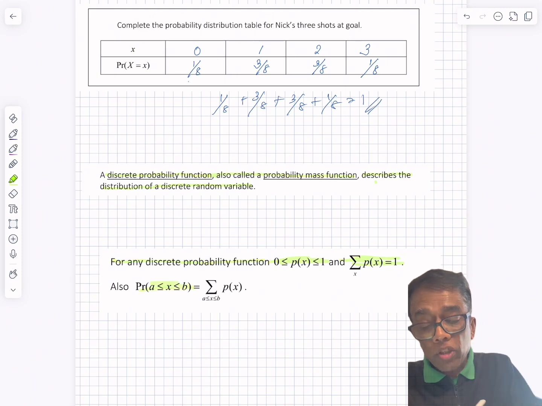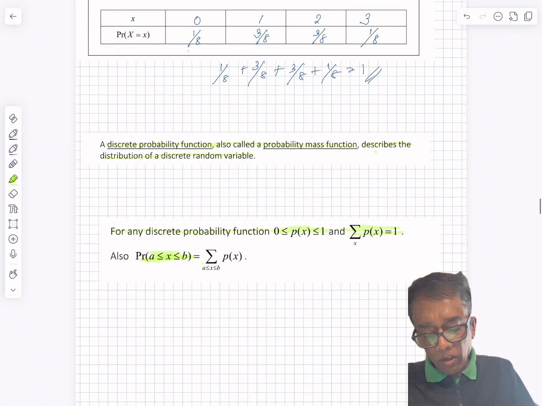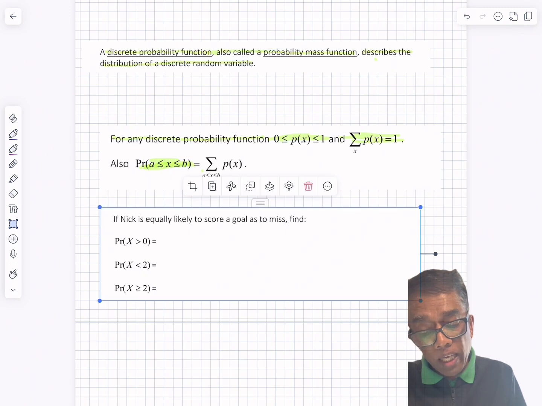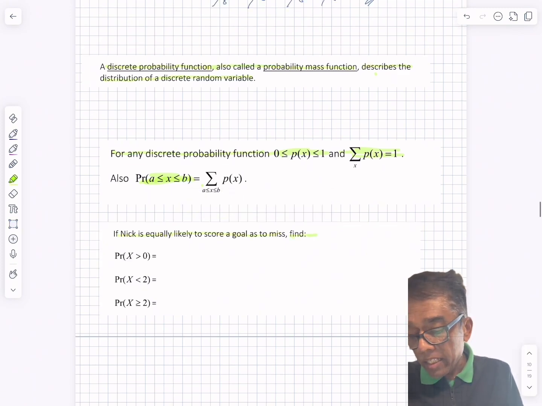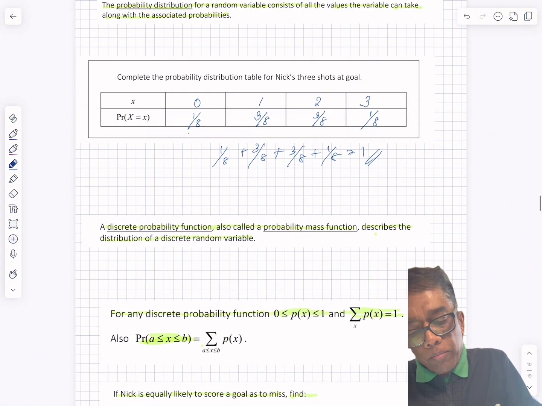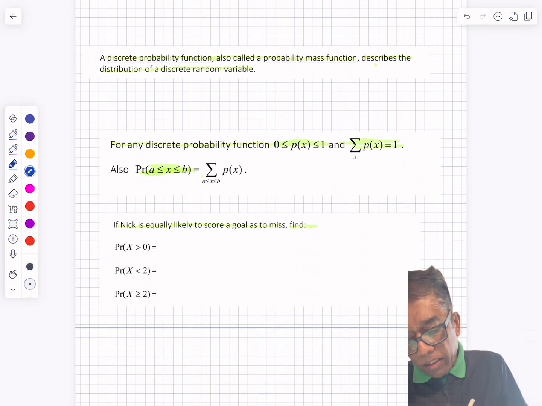Also, if you want to find the probability between particular values, you have to add them. If Nick is equally likely to score a goal as to miss, find the probability that X is greater than 0. Greater than 0 means this one plus this one plus this one. It is 3 over 8 plus 3 over 8 plus 1 over 8, which is 7 over 8.